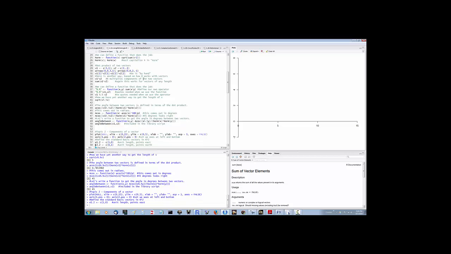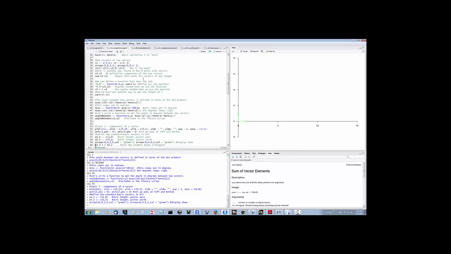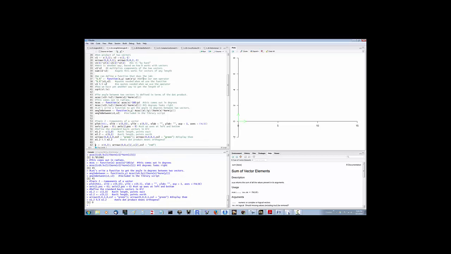I'll introduce two standard basis vectors and give them names E1.2 and E2.2. The dot 2 means that they're two-component standard basis vectors. I can plot them and display them in green. If I take their dot product, of course, I get 0. That's an indication that they're perpendicular or orthogonal.